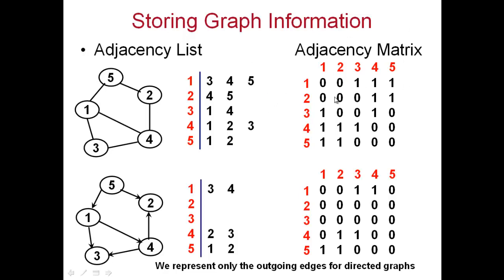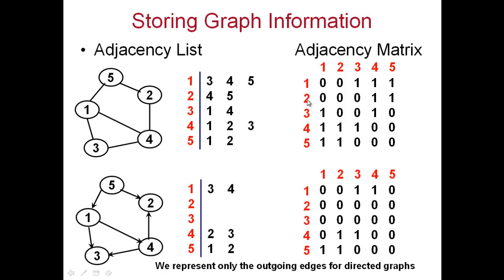Now it's a symmetric matrix. As I said, if there's no edge from 1 to 2, there's no edge from 2 to 1 either. So the entry for row 2 column 1 is also 0. That means the row entries for node 1 will be the same as the column entries for node 1. So 0, 0, 1, 1, 1 is the row entries. Similarly, 0, 0, 1, 1, 1 is the sequence of column entries for node 1.